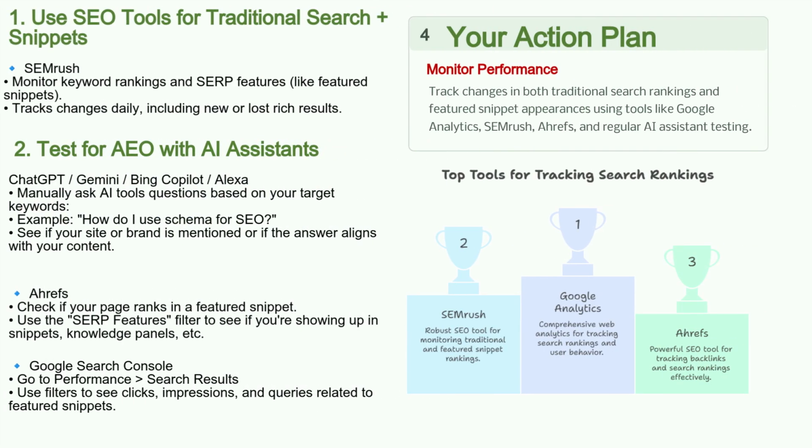Utilize SEO tools like SEMrush and Ahrefs to monitor keyword rankings and featured snippets. SEMrush tracks daily changes, while Ahrefs checks snippet appearances. Google Search Console provides insights on clicks and impressions. Test AI assistants like ChatGPT and Alexa with target keywords to ensure your content is accurately represented in responses.